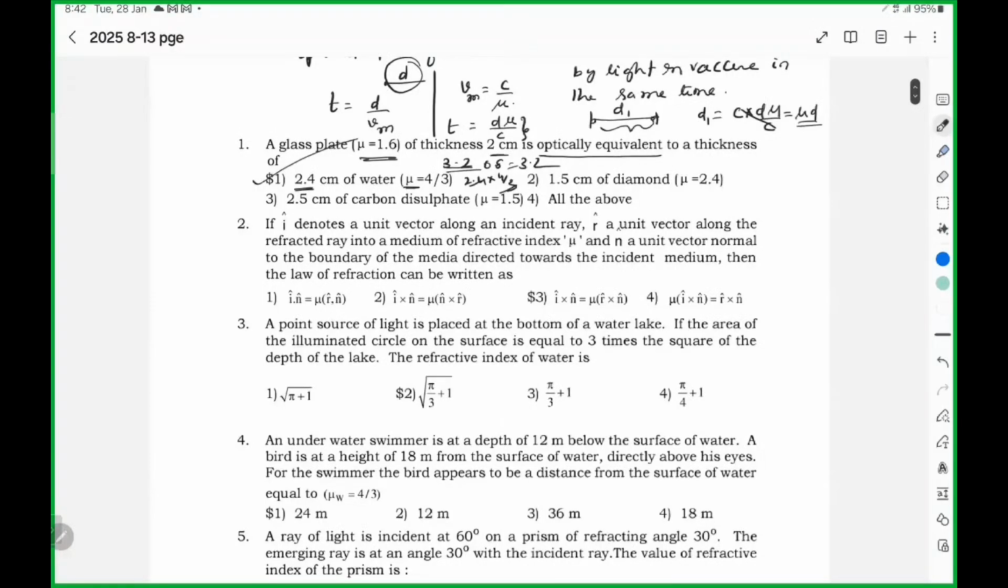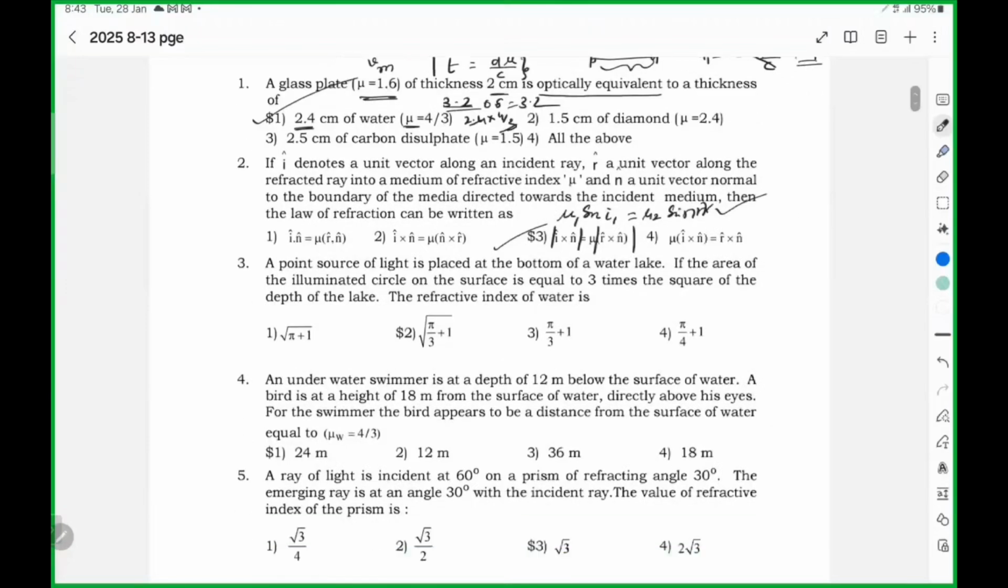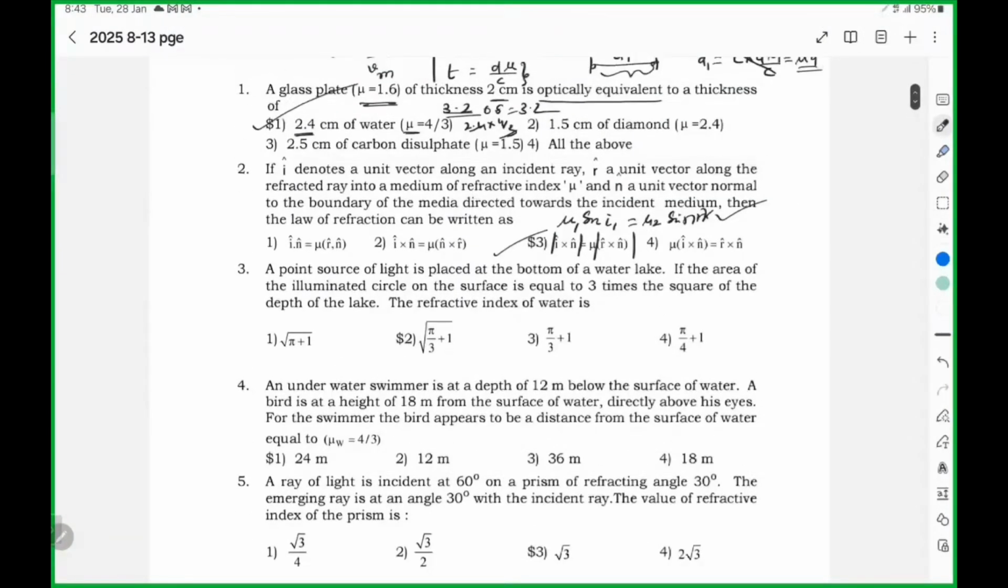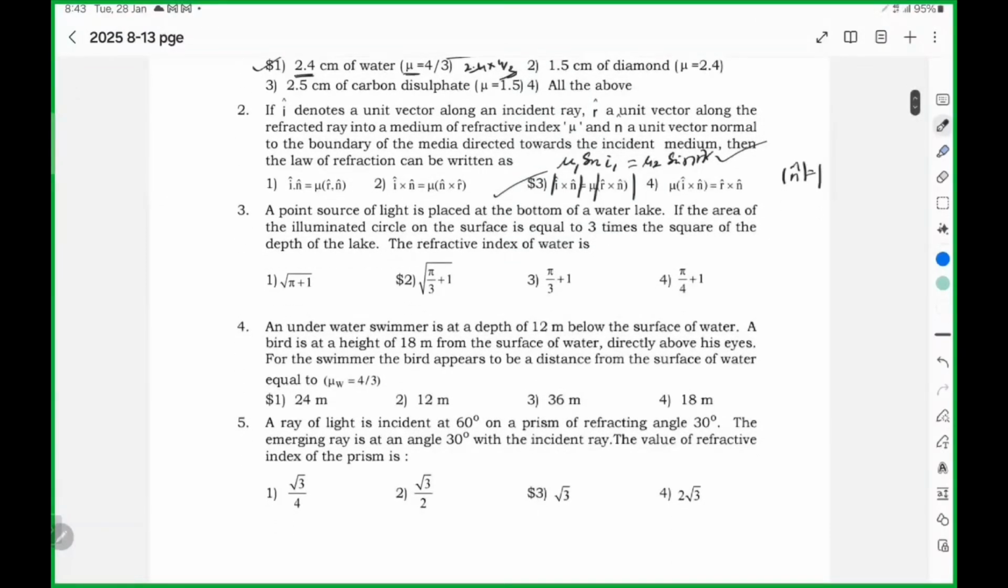Here, unit vector along the incident ray, unit vector along the refracted ray. N is the normal to the boundary of the medium directed towards the incident side. Then the law of refraction, all of you know, mu1 sin i1 equals mu2 sin r. You take just the modulus and observe it, you get this formula where n cap is a unit vector, modulus of n cap is 1. And here a point source of light is placed at the bottom of a water lake.